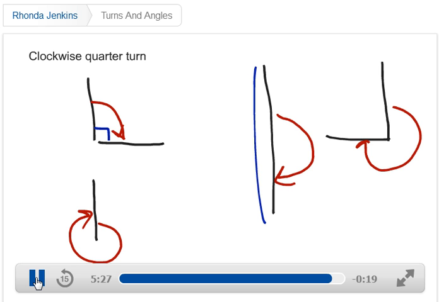Just to recap, the important terms from this lesson were counterclockwise, clockwise, full turn, half turn, quarter turn, sides, vertex, and right angle. If you can identify all of those terms and understand what they are, you're on your way to understanding these basic geometry terms.